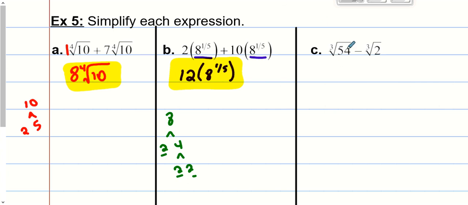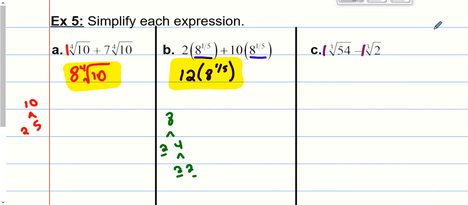I've got the cube root of 54 minus the cube root of 2. Well, that's a little bit different because they're both cube roots. But I've got 1 here and I've got 1 here, but they're not the cube root of the same thing. I've got like 1 apple minus 1 banana. I can't subtract that. What I can do, though, is I can simplify my cube root of 54.